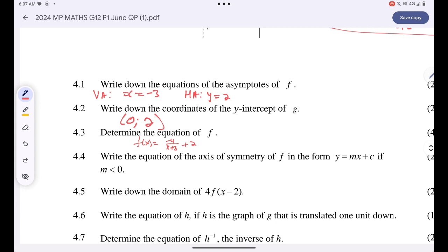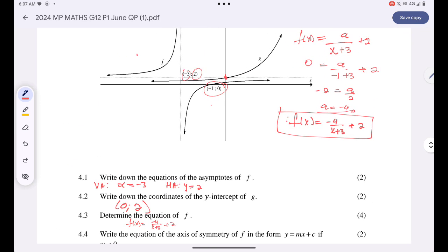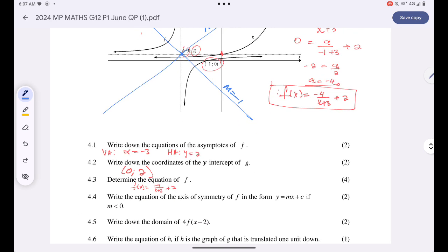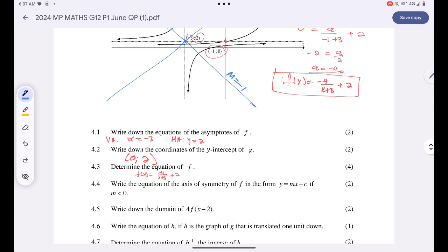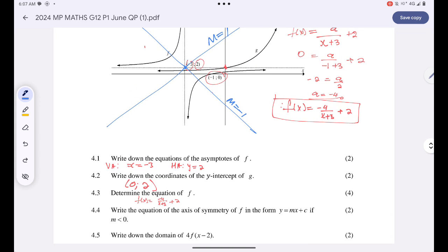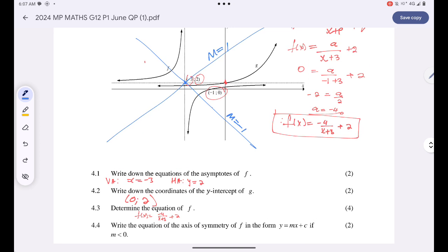Okay, now I must write the equation of the axis of symmetry of f in the form of y is equal to mx plus c with a negative gradient. For my axis of symmetry, guys, the first one will be like this. It will have a gradient of 1, and then the other one, which is a decreasing function, has a gradient which is just equal to -1. So they did specify which line I'm supposed to write the equation of. Né? They said the one that has a negative gradient. Less than 0 simply means negative.